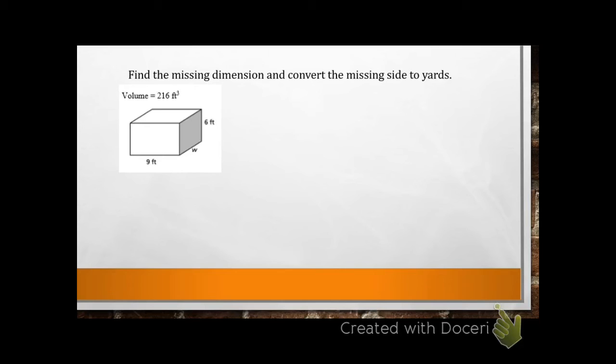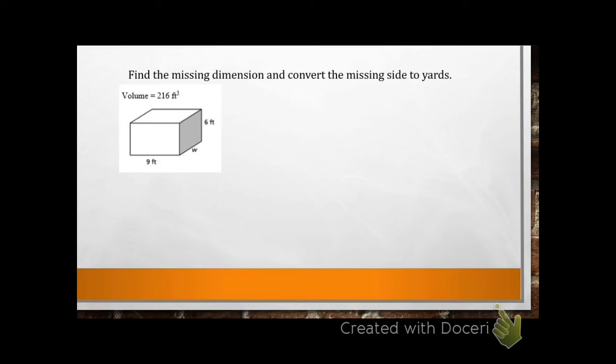All right, now this last one I want you to pay close attention to because they're going to give you one like this on your quiz. Make a note on what to do. It's going to be the last question on your quiz, all right? They're going to ask you to find the missing dimension, and then they're going to ask you to convert the missing number to yards. And they're going to give it to you in feet. We're going to do one almost exactly like it.